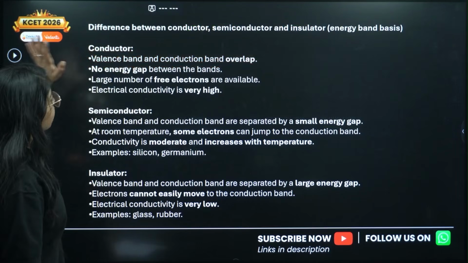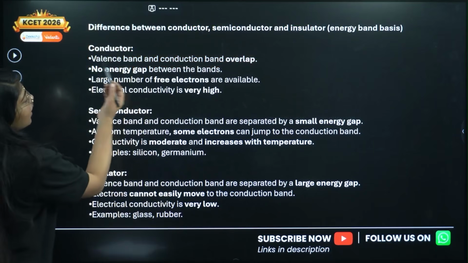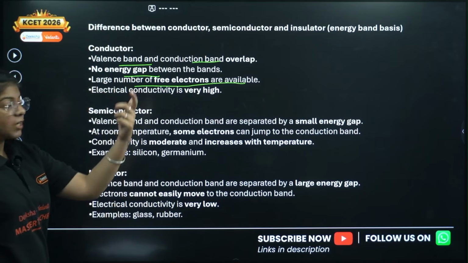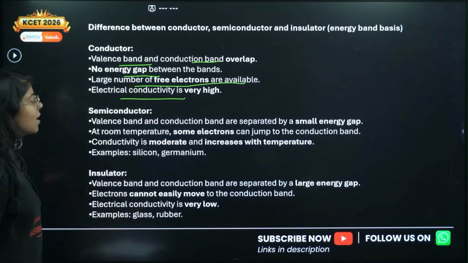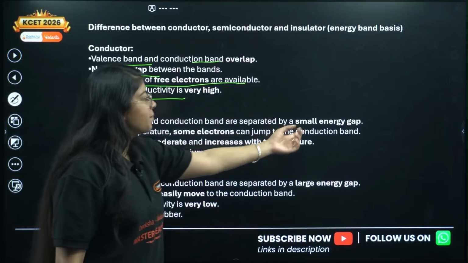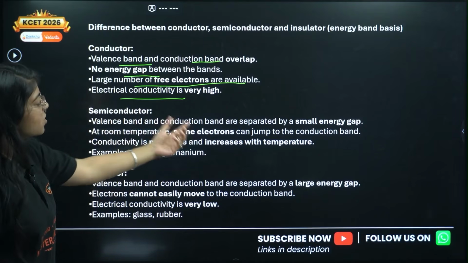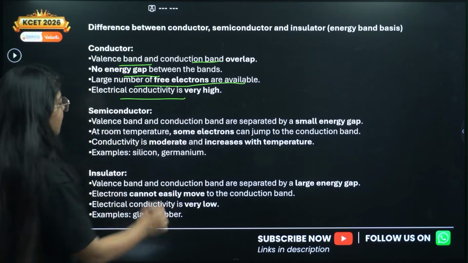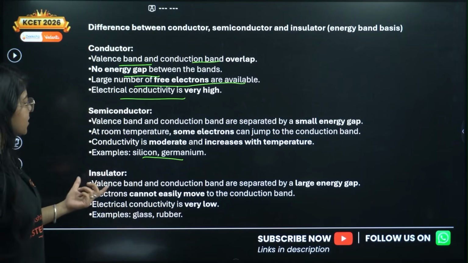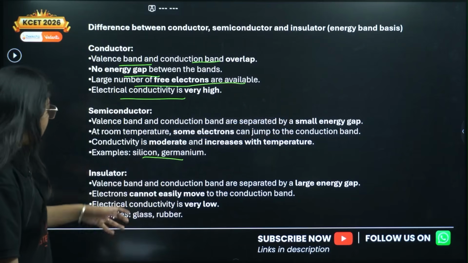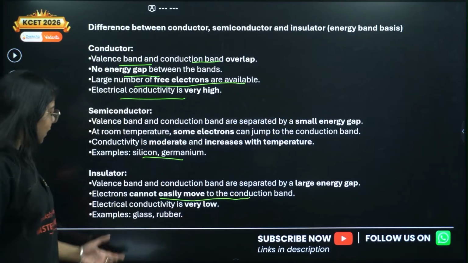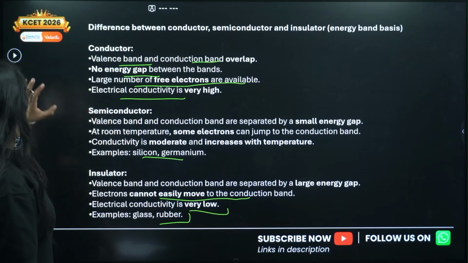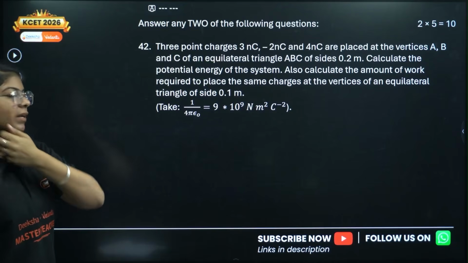One more way you can write this difference. For a conductor, again the same: valence band and conduction band overlap, there is no energy gap, and a large number of free electrons are available in the conduction band to conduct electricity. Electrical conductivity is very high. For a semiconductor, the valence band and conduction band are separated by a small energy gap. At room temperature, some electrons can jump to the conduction band. Conductivity is moderate and increases with temperature. Examples are silicon and germanium. For an insulator, the valence band and conduction band are separated by a large energy gap. Electrons cannot easily move to the conduction band. Electrical conductivity is hence very low, and the examples are glass and rubber. Okay, now you have two kinds of ways you can write your answer.